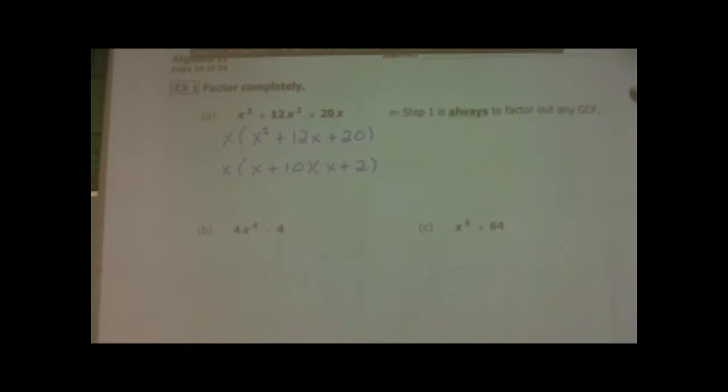So the next one is 4x to the 4th minus 4. And again, first thing I want to do, look for a greatest common factor, and I do have a greatest common factor of 4. So I'm going to take that out, and it's going to leave me x to the 4th minus 1. Now, I have 2 terms here. So I'm going to look for this difference of squares or the sum and difference of cubes. Now this is the difference of squares. X squared times itself and 1 times itself.